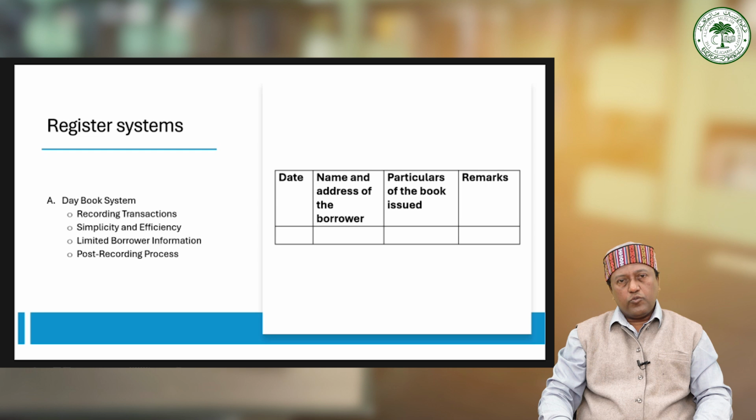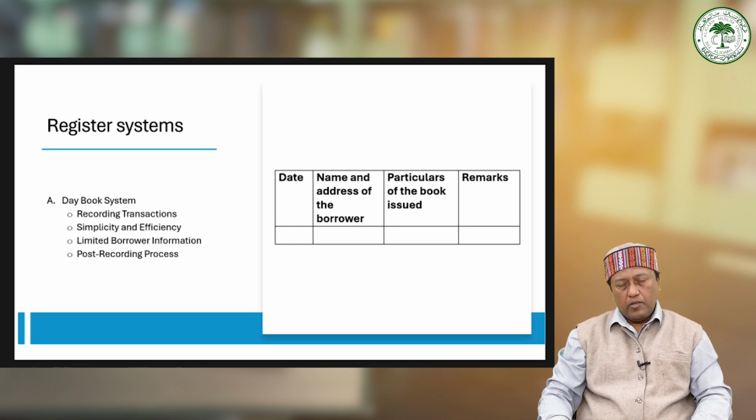So a similar system we used to have for the libraries also. You can see the columns here. The date is here, and the name of the borrower, meaning the complete name and address of the borrower is here, then particulars of the book, and then remark. You are giving it for 7 days, 15 days. So that remark can be given here. So that all the transactions are recorded on one page.